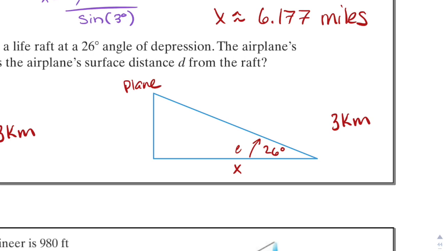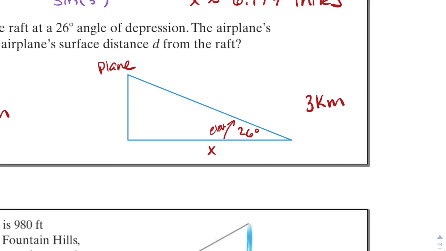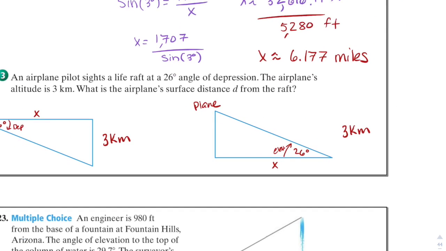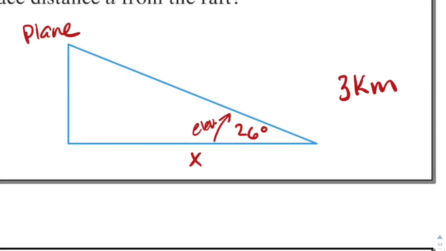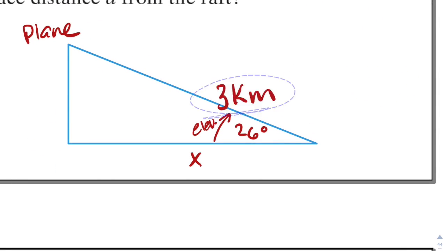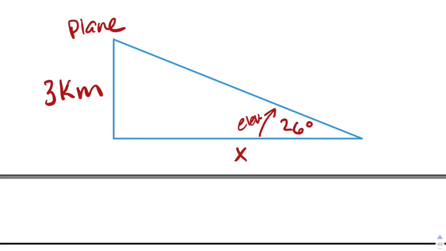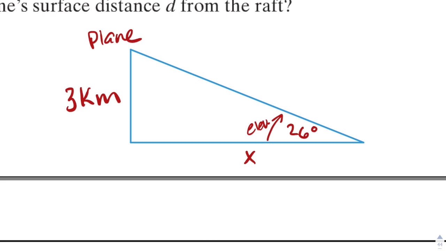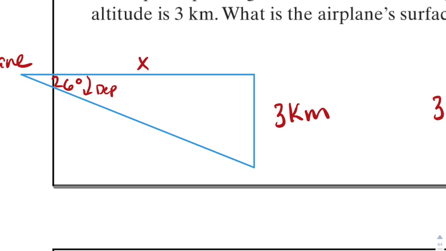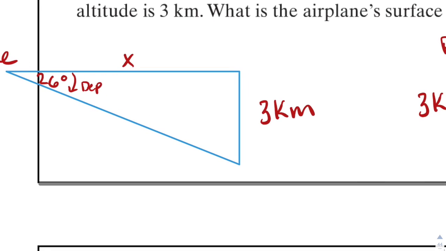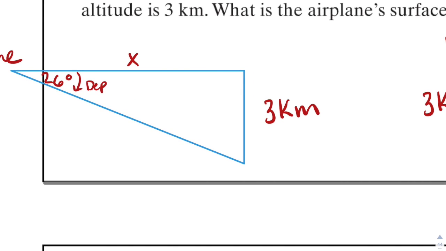Either way, you're solving for x. Notice in this one, 3 kilometers will then be the height of the plane. So this might be a better diagram. Angle of elevation is 26, same thing as the angle of depression. And we are looking for its horizontal distance. Notice we are using tangent in this case. For this one, we're still using tangent. It's still opposite over adjacent, still 3 over x.